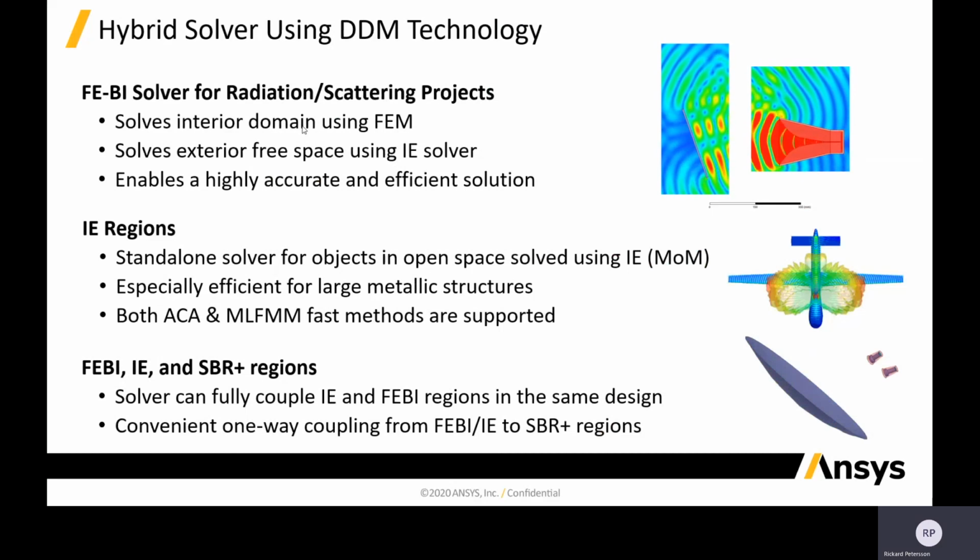You can substitute, for instance, the IE region with an SBR+ region. In that case, it's one way. The horn antennas can be fully coupled, but they interact one way to SBR+, meaning the SBR+ solutions do not influence the horn antenna solutions.